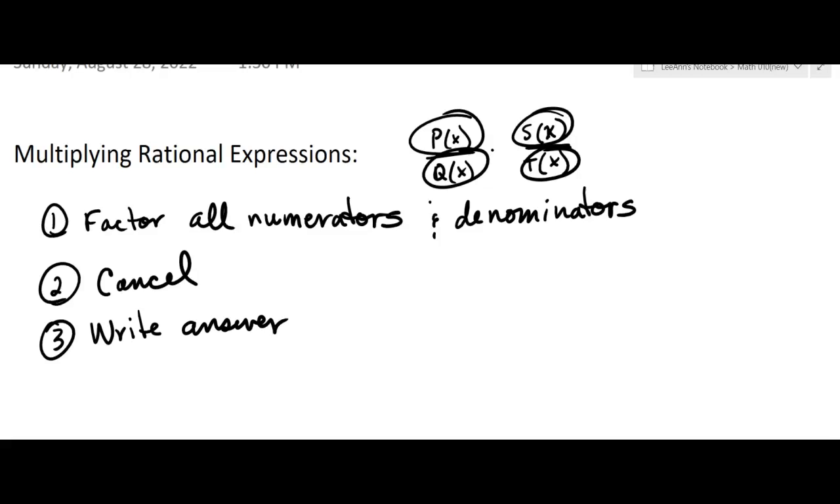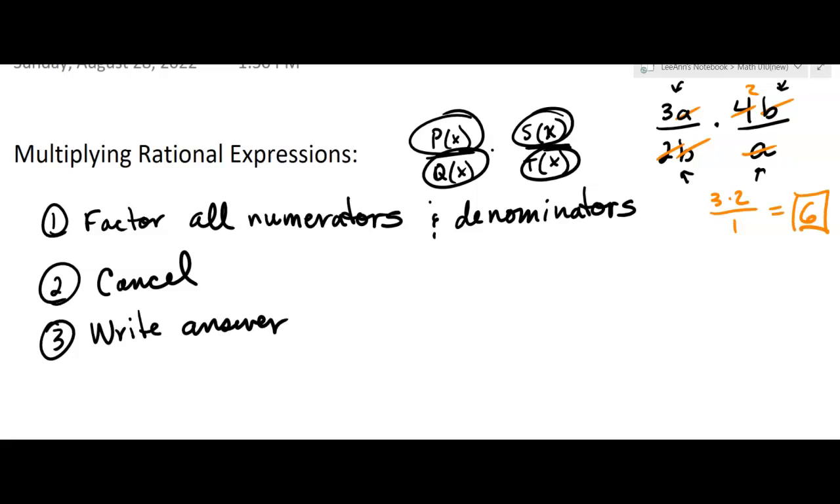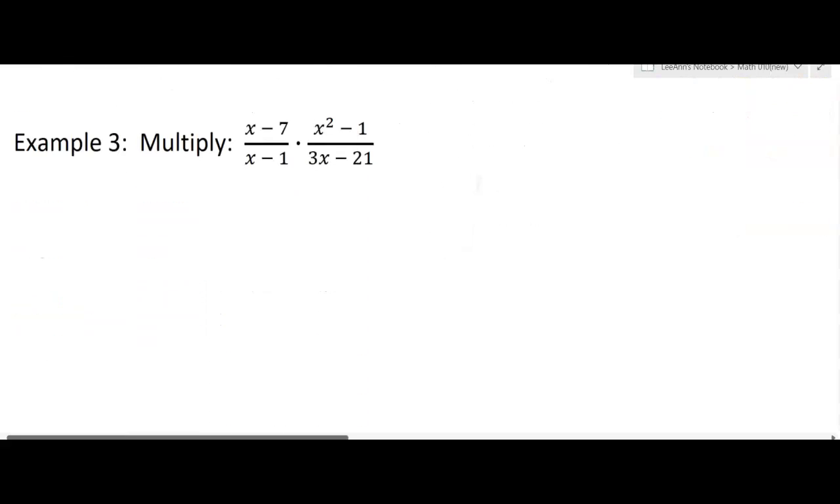Now, think of an example. Maybe you had 3a over 2b times 4b over a. Okay, so the numerator is already factored. Those are factors, and the denominators are factors. So what could you cancel? Well, you could cancel the b's, you could cancel the a's, and 2 goes into 4 2 times. So what do you have left after all that? In the numerator, you have 3 times 2. In the denominator, you just have 1. So the answer is 6 in that case. Okay, so that's kind of like a mini example. All right, now we'll have a bigger example.